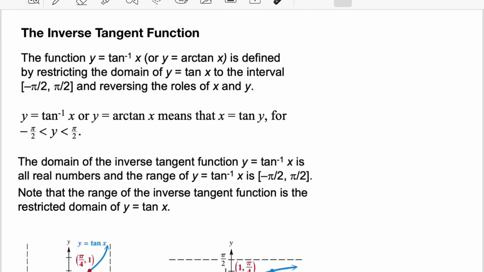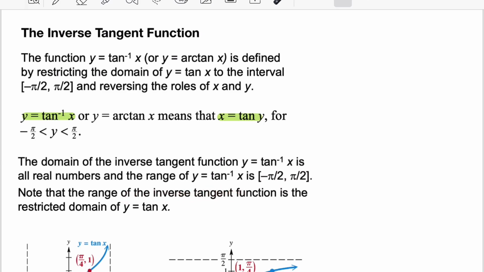Alright, now let's look at the inverse tangent function. Similar to our inverse sine and cosine functions, we're going to restrict the domain of our tangent function to this interval here, and then reverse the roles of x and y to define our arctangent function. Now, if y is equal to arctan of x, this means that x is then going to be equal to tangent of y. And similar to the last two functions, the domain of our inverse tangent function is going to be all real numbers, and the range is going to be this.